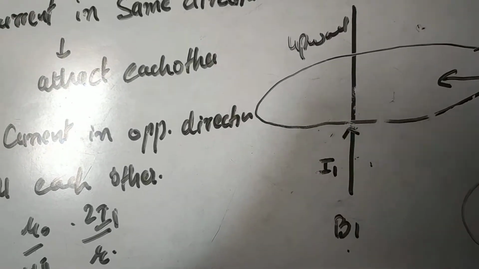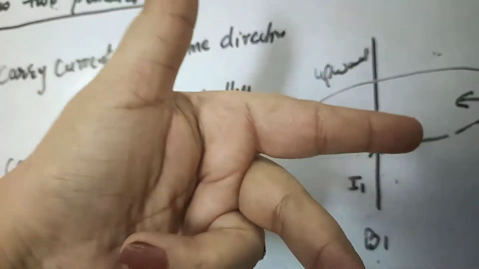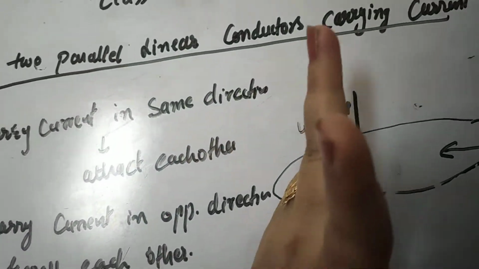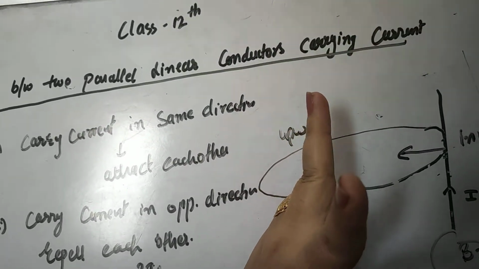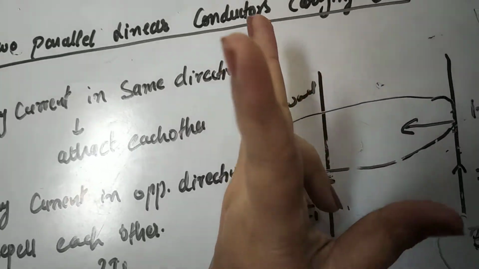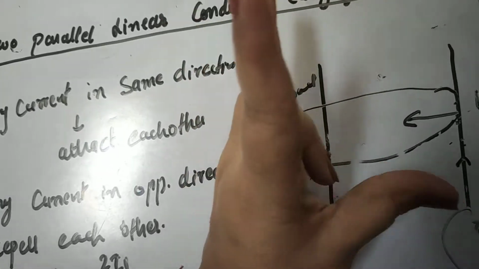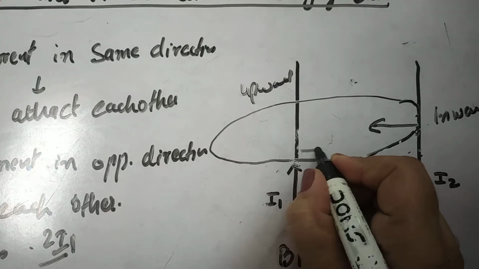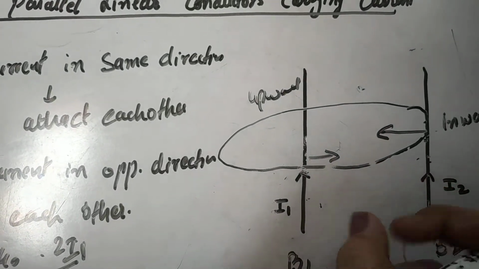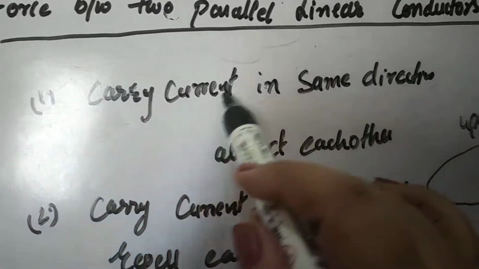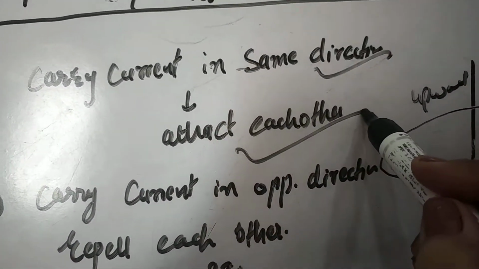Now, in what direction? We will stretch the fingers of our left hand. The magnetic field is upward but the velocity is downward, like this. So with the magnetic field upward and velocity in this direction, the force is toward the other conductor. Clearly these forces are toward each other, so they attract each other. So we can say that currents in the same direction attract each other.